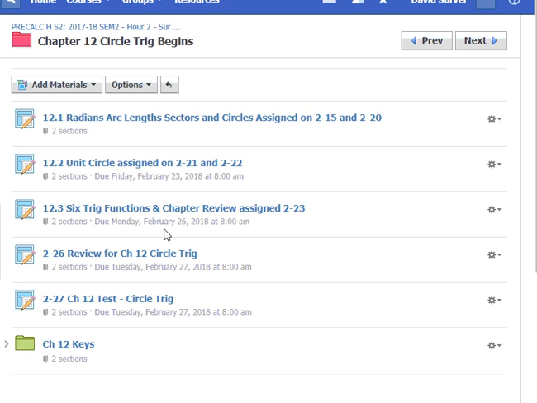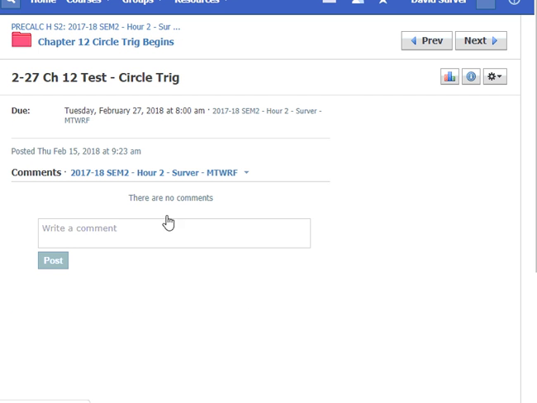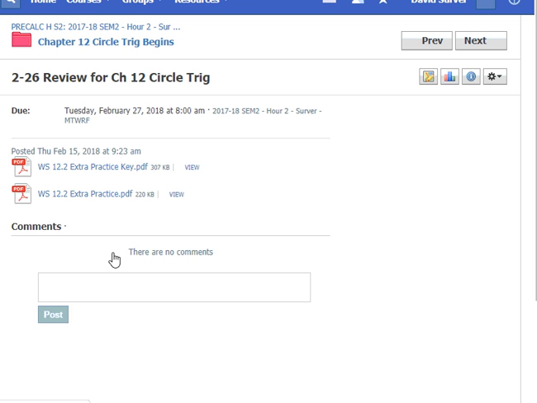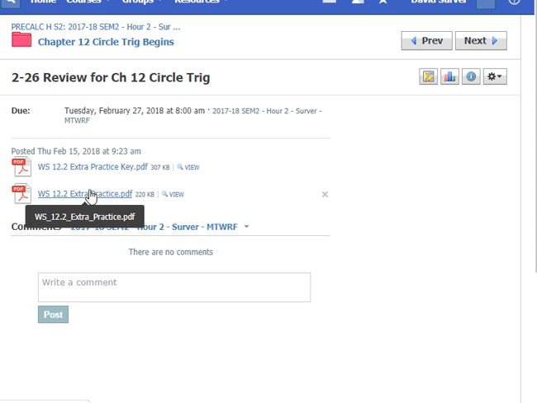It's called Extra Practice. So here's what it looks like in our folder under Chapter 12. And today's date is 27th, which is right here. It says we have the test today still. Sorry, we don't, obviously. You have it tomorrow. This is the one we have to refer back to for tonight's homework. Review for Chapter 12, Circle Trig. Because we added that extra day to give you some extra practice. All right, so anyway, this extra practice and the extra practice key are what you're going to want to do for homework for tonight.